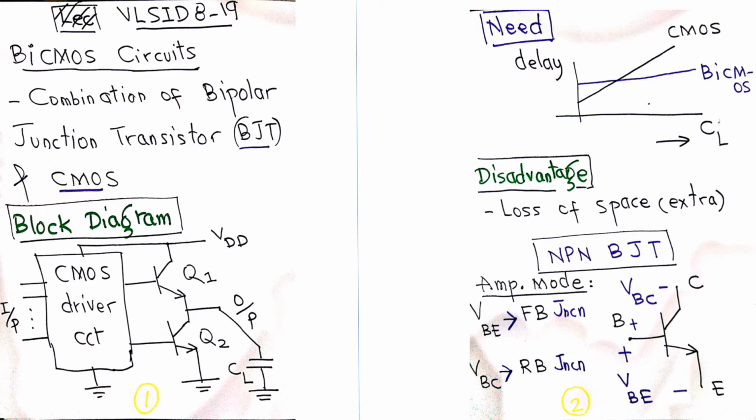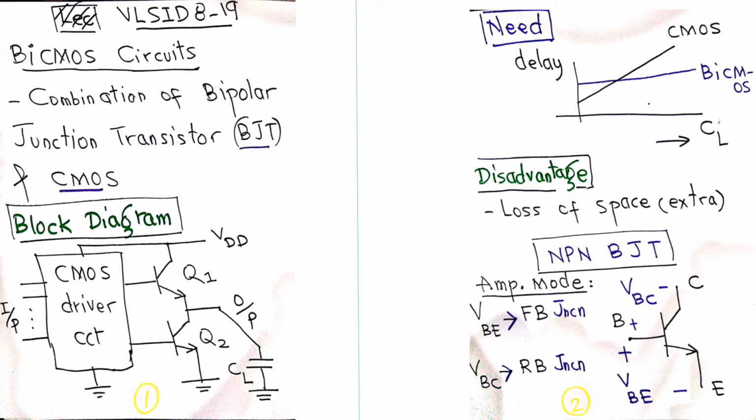However, for very small values of CL, BiCMOS isn't preferred because the delay offered by CMOS is smaller compared to the delay offered by BiCMOS. There is also a disadvantage of using BiCMOS, which is the loss of extra space, because we need extra space to implement extra transistors.